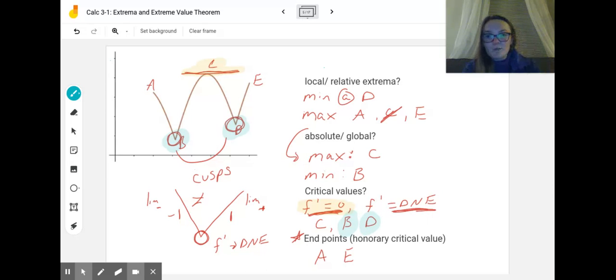If we remember back to our limit days, if I try to take the limit of the slope from the left, I get a slope of what looks like -1. And when I take the limit of the slope from the right, I get a slope of 1. Well, the limit from the right doesn't equal the limit from the left, and thus the whole limit doesn't exist. And so we can say the slope at a cusp does not exist. So anytime we have a sharp turn in our graph, we can say the derivative there does not exist, and thus it must be a critical value.